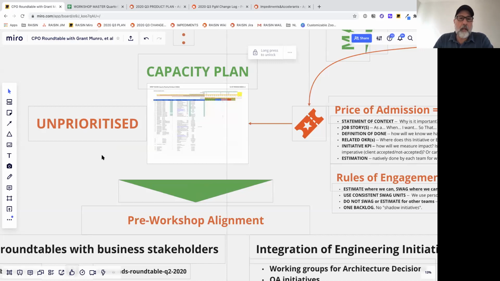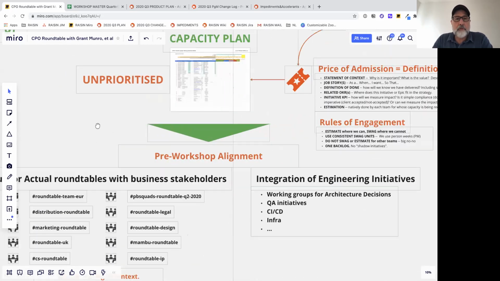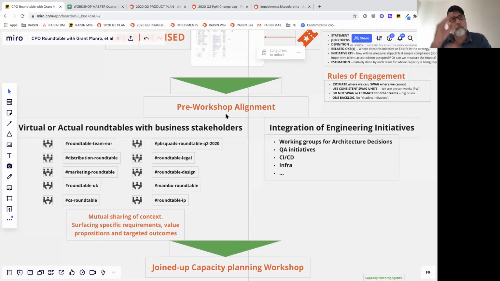What we end up with is this unprioritized list of initiatives and epics. And we aim for a workshop where we ratify the plan. And we do virtual or actual roundtables. We literally, it's like selling encyclopedias door to door. We go door to door to every single unit in the company. It's very efficient. Sometimes we open a Slack channel, often we do, and we have those conversations virtually, but we almost always do a face-to-face so we can mutually share context to help them understand what's going on in the product teams and the tech teams.